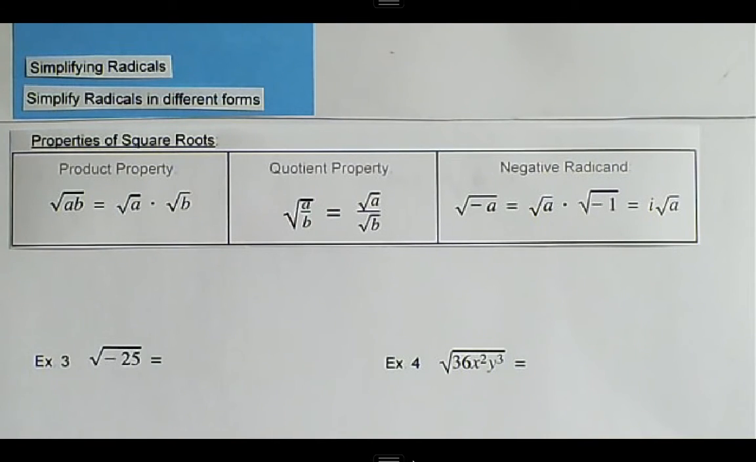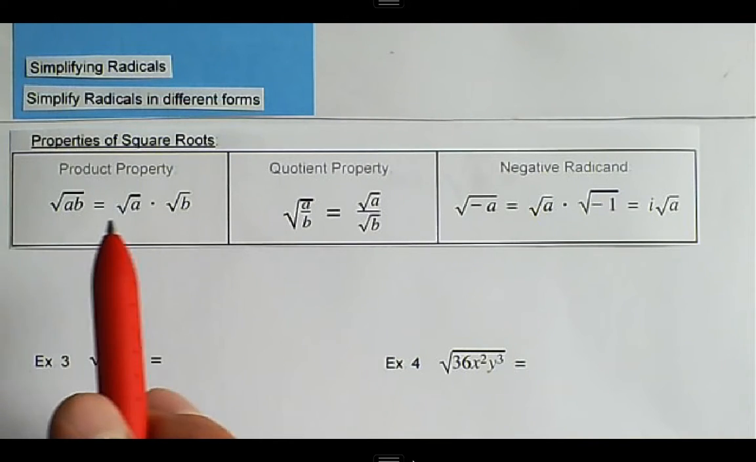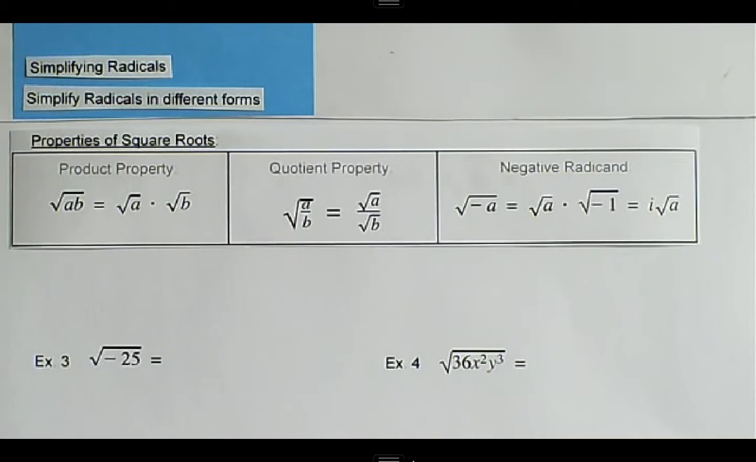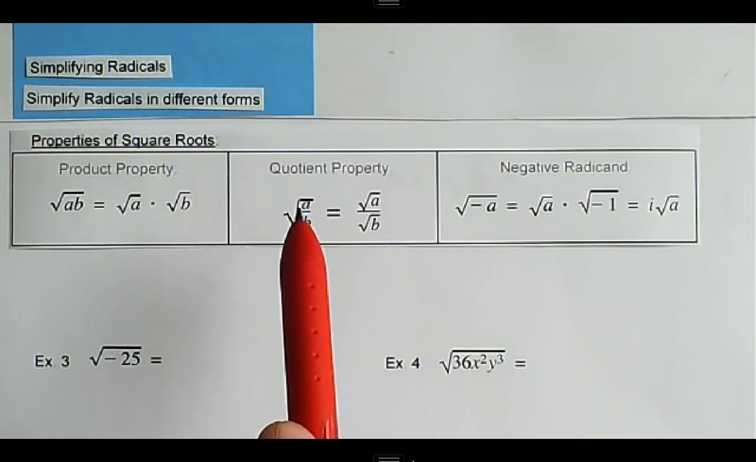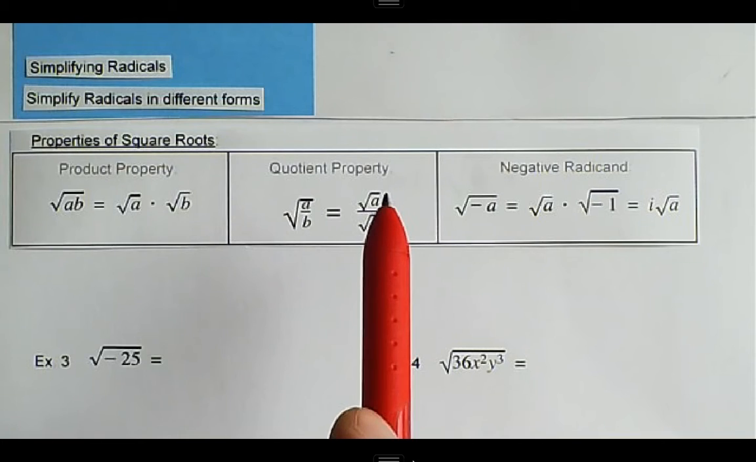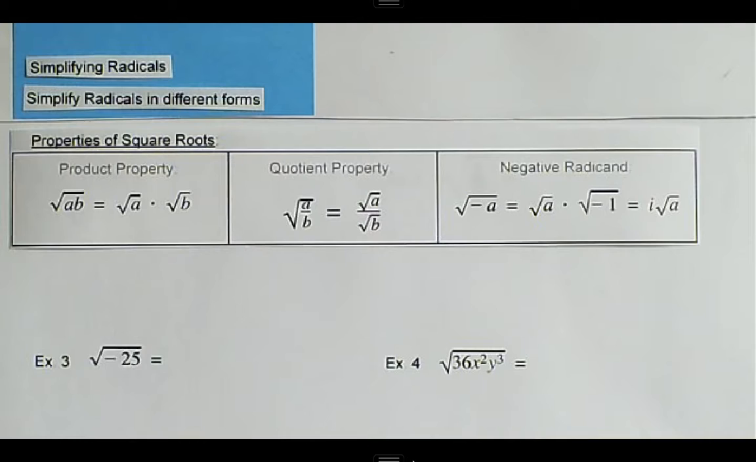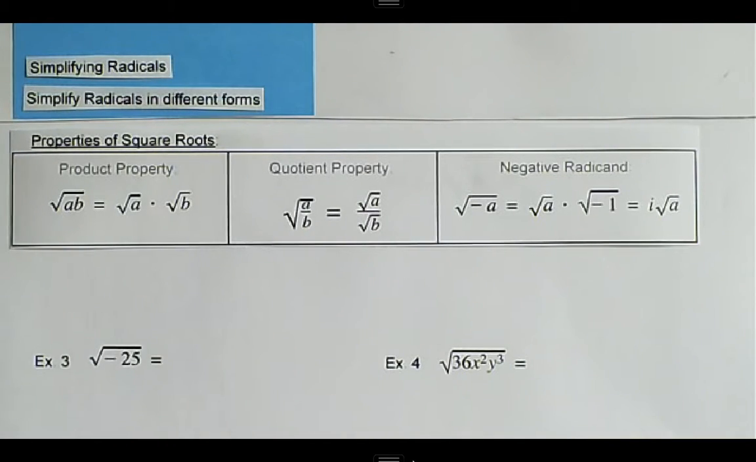We're talking about simplifying radicals, and we want to be able to simplify radicals in different forms. So here we have the product property. If we have a number that we can break down into two products, then we can take the square root of the individual product. We have the same thing with the quotient property. If we have a fraction, we can take the radical and separate it into just the numerator and just the denominator, and then we can simplify those individually rather than trying to simplify the entire fraction.